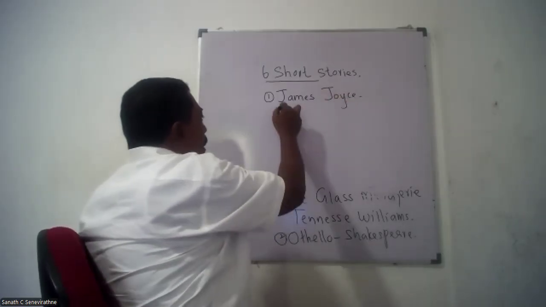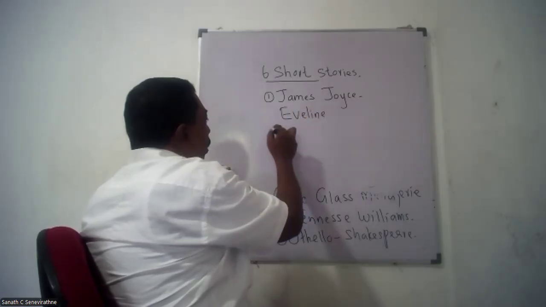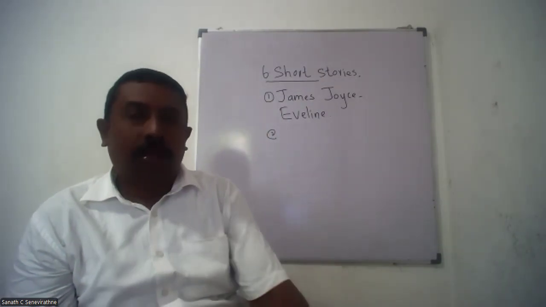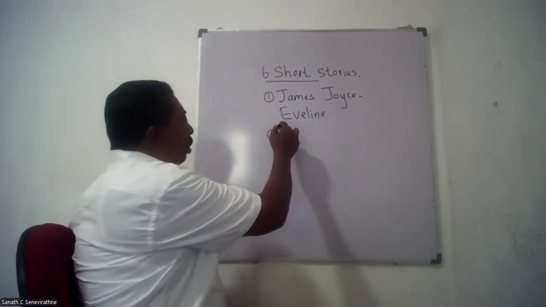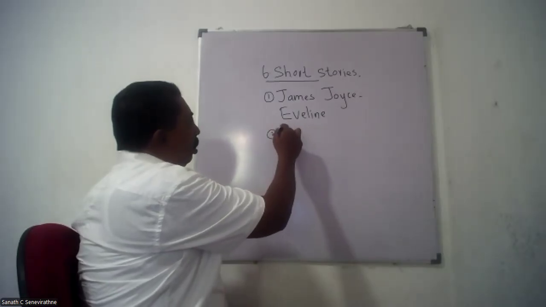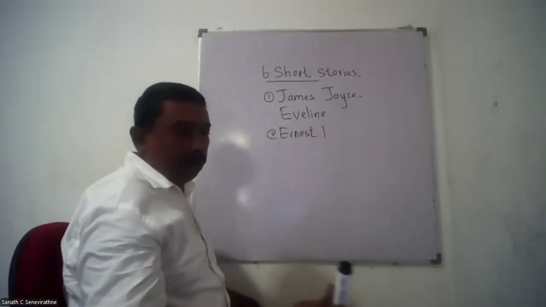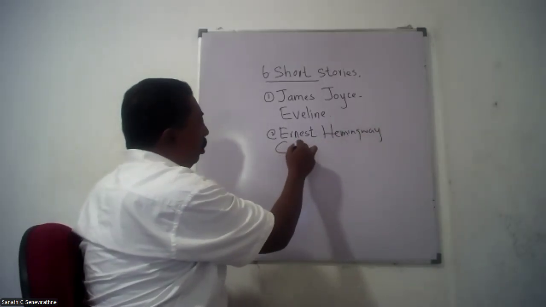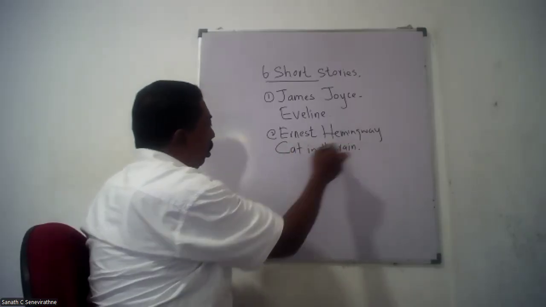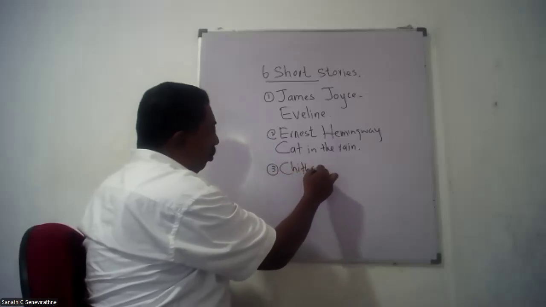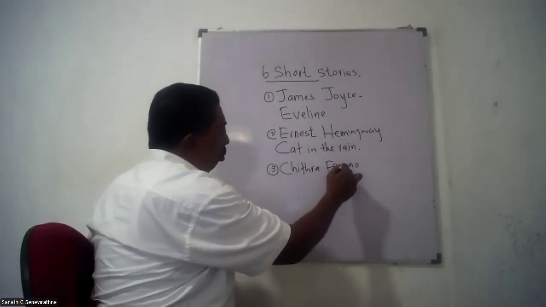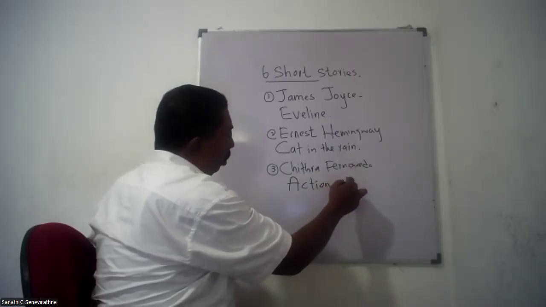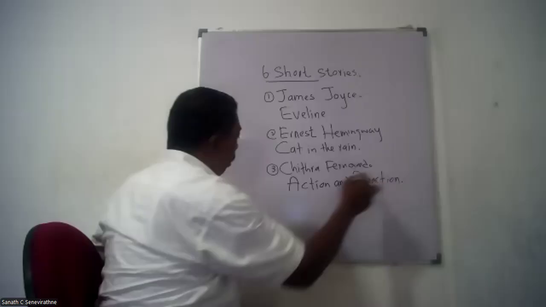James Joyce, Eveline. English literature is very interesting. But you should be tolerant, right? And you should work. You have to read them. After that, Ernest Hemingway, Cat in the Rain. After that, Chitra Fernando, Action and Reaction.